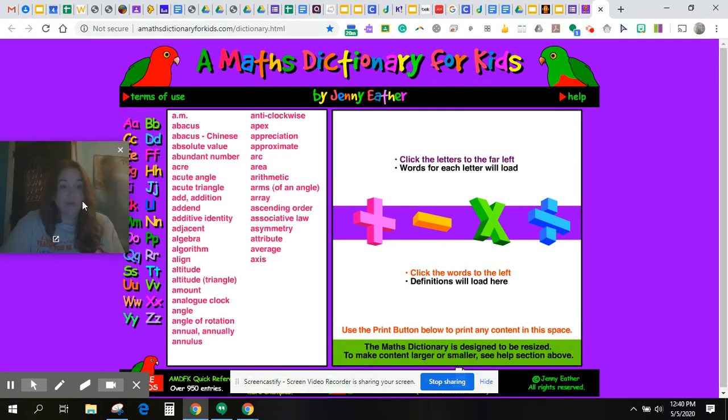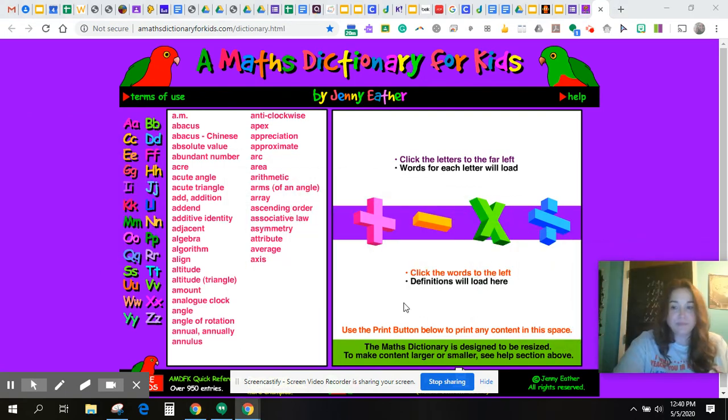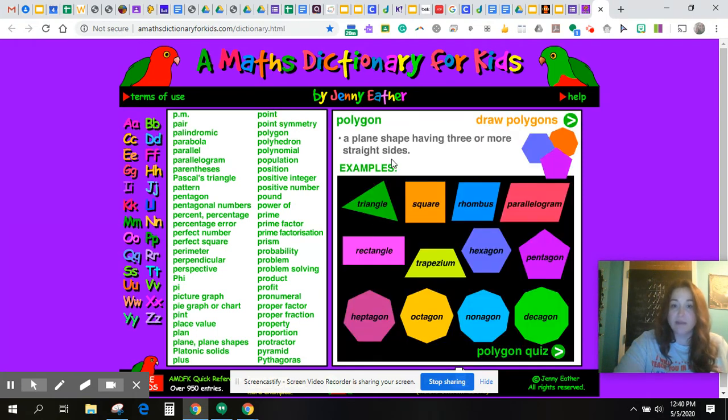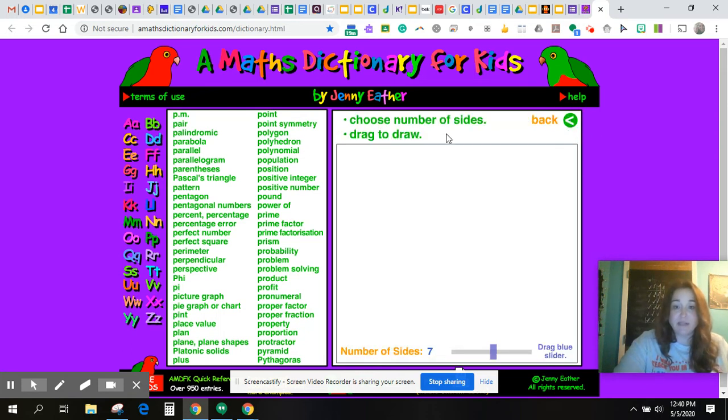You can go over, for instance, we're talking about polygons. So you can click on P and then find the word polygon. And polygon tells you a plane shape having 3 or more straight sides. Okay, and then there's actually some activities in here, like it tells you can draw, so you can drag to draw a polygon. Okay, and different shapes will form depending on how you do that, just as some little practice.